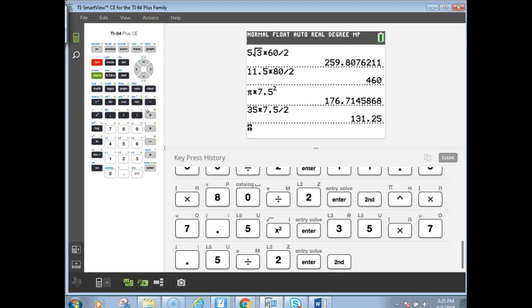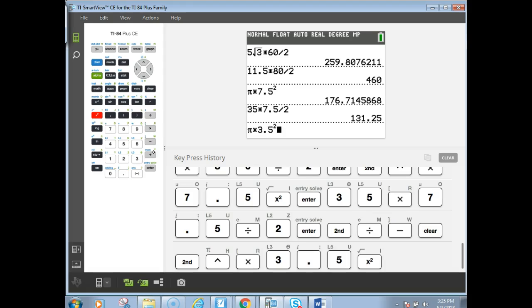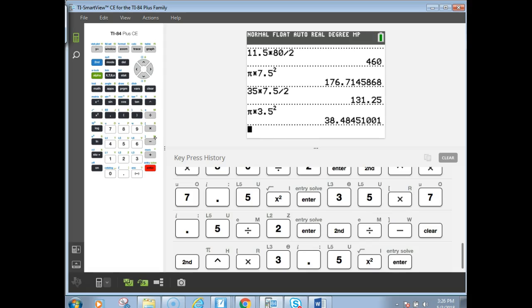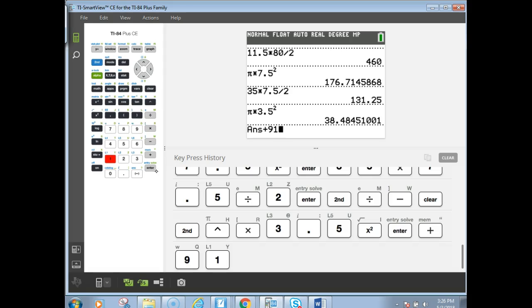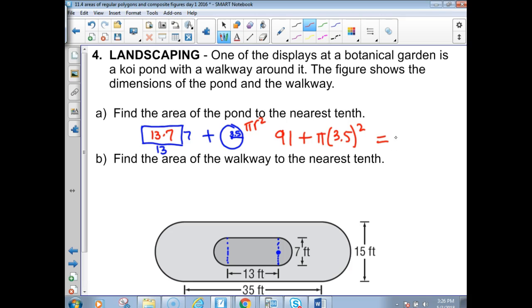Pi times 3.5 squared. Oh, I hit the wrong button. Second, pi times 3.5 squared. Okay, and then I needed to add to that 91. And now I got the whole pond, 129.5, that would be in square feet. All right, this is your pond.